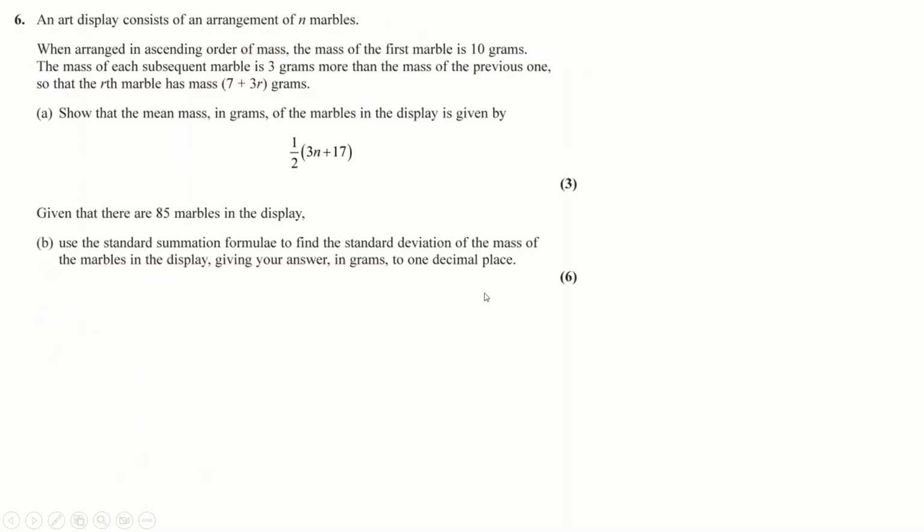Good. Question number 6. So this is a weird question. I don't like this question. I don't like this question. I don't like question 10, I think was the other one that I hated.